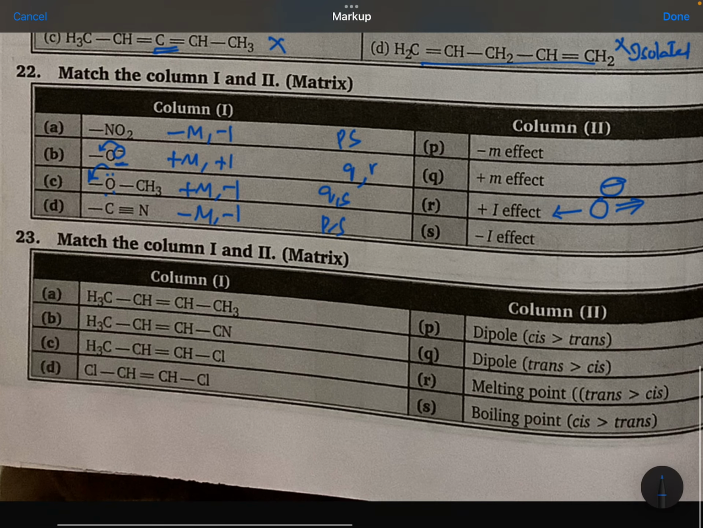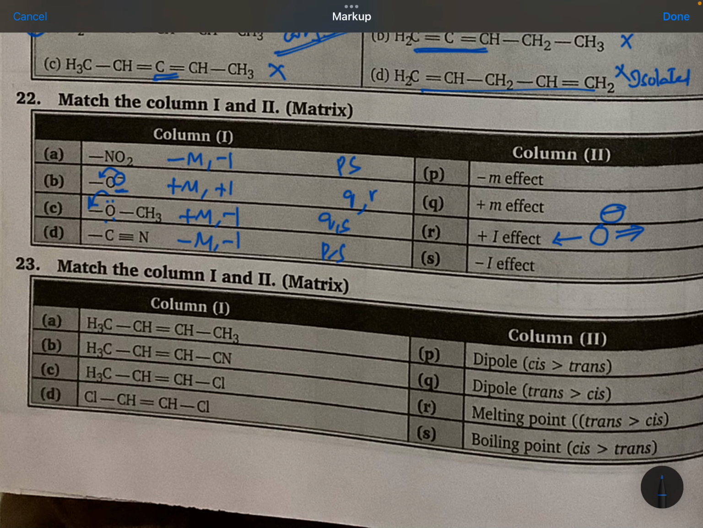Very, very important point. Match the column with dipole, cis trans type. Okay, na? See, very good question. Here this is boiling point, melting point. Okay, only 2 points. Generally melting point of trans is greater, boiling point of cis is greater. So there is no specialty in this. Let's go with this question.